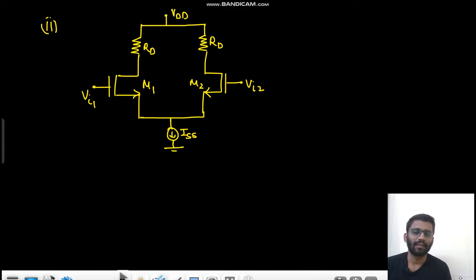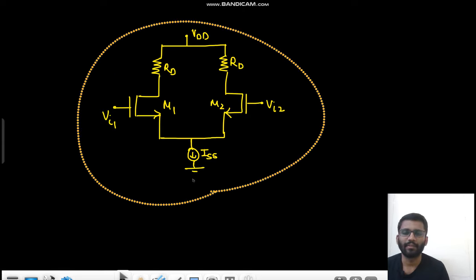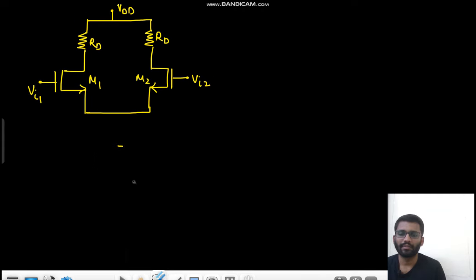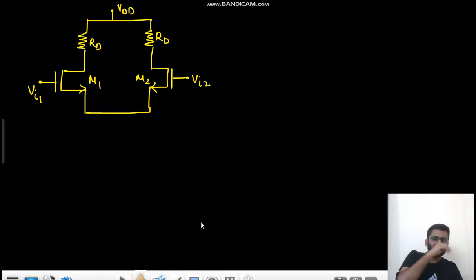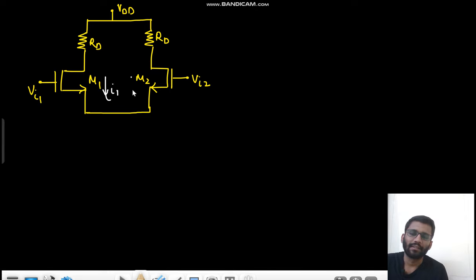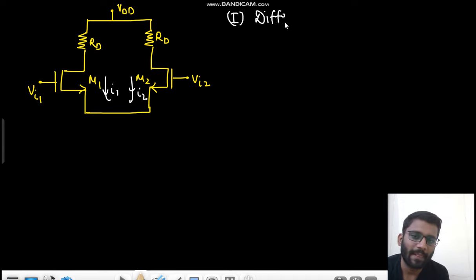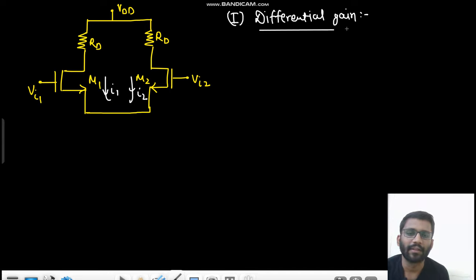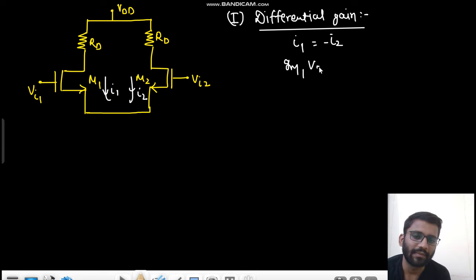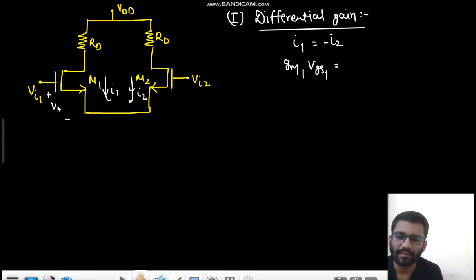There is a mismatch this time, so the analysis will be a bit complex, but we will solve it intuitively. Now this will be an open circuit. Again, if this is I1 and this is I2, we are calculating the differential gain. So basically your I1 is equal to minus I2. We can call this VGS1 and this one VGS2, and for differential gain, this will be Vin by 2 and this will be minus Vin by 2.